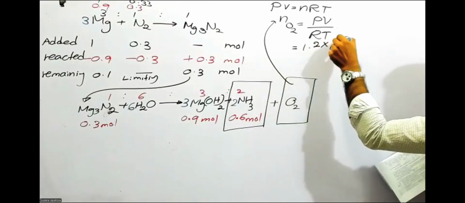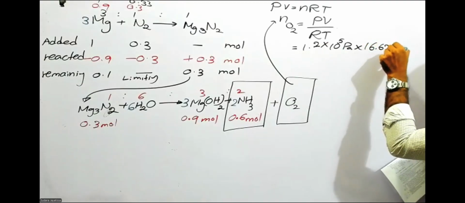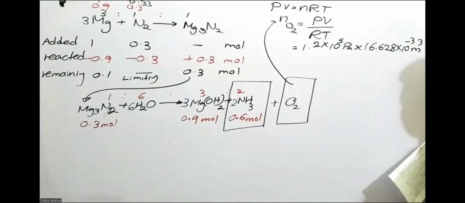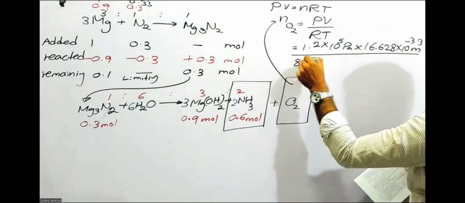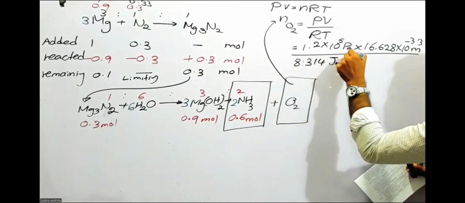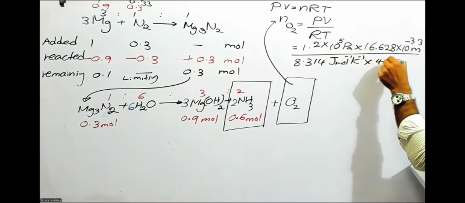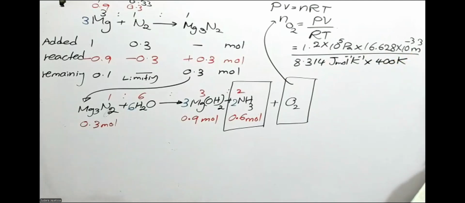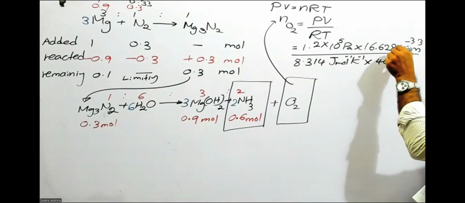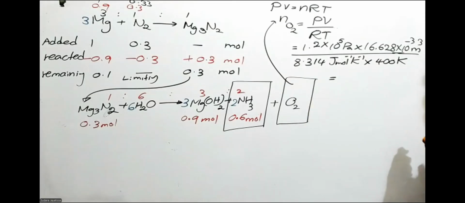1.2 into 10 to the power 5 Pascal, 16.628 into 10 to the power minus 3 meter cube. And then divide this one by the universal gas constant 8.314 joule per mole per Kelvin, and temperature is 400 Kelvin, 127 Celsius. So now divide this one; you have to convert the volume into cubic meters to get the answer properly. So now you can see this is also divisible.